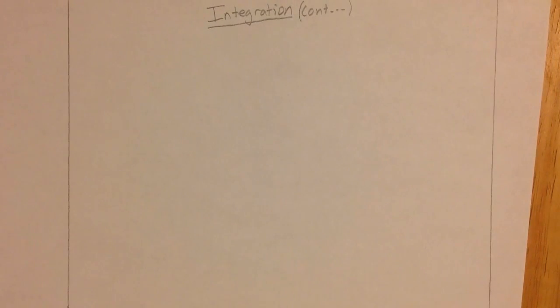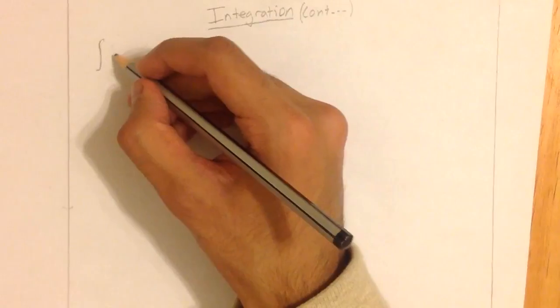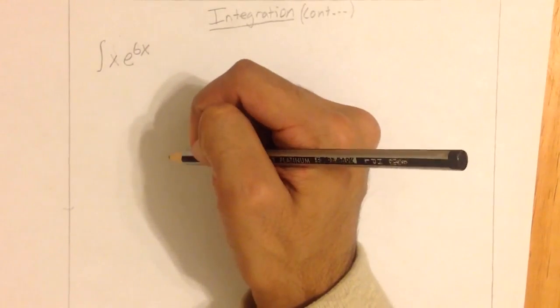The next method of integration is integrating by parts. This allows us to find the integral of functions that have two terms multiplied with each other. So let's look at the integral of x e to the 6x.